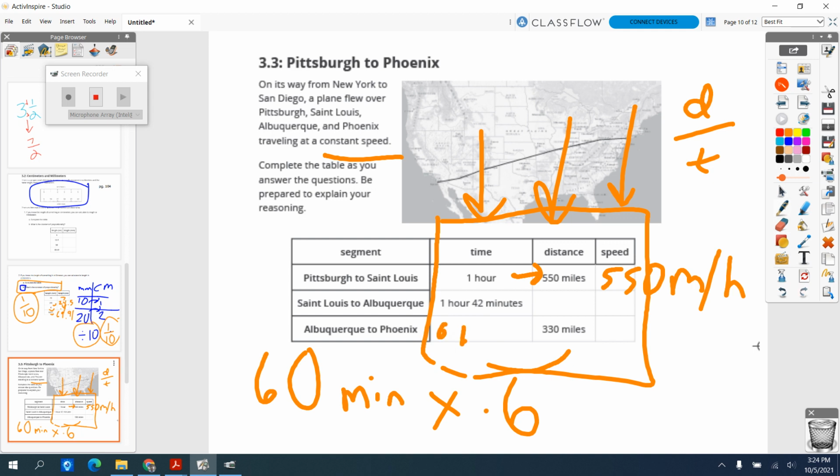0 hours and 36 minutes. So if I want to know the speed, when you're doing miles per hour, we are going to use the 0.6, because we don't want to know how many miles per minute. We want to know how many miles per hour.